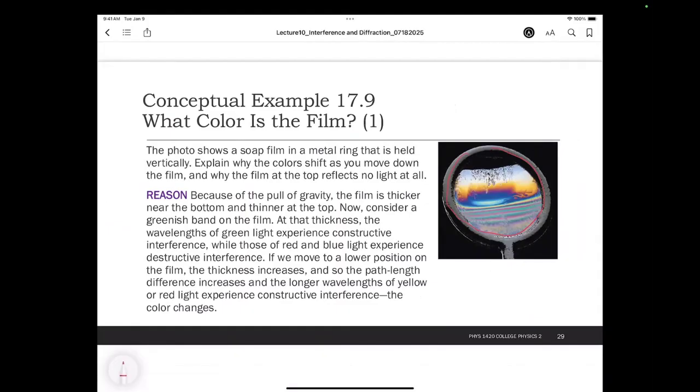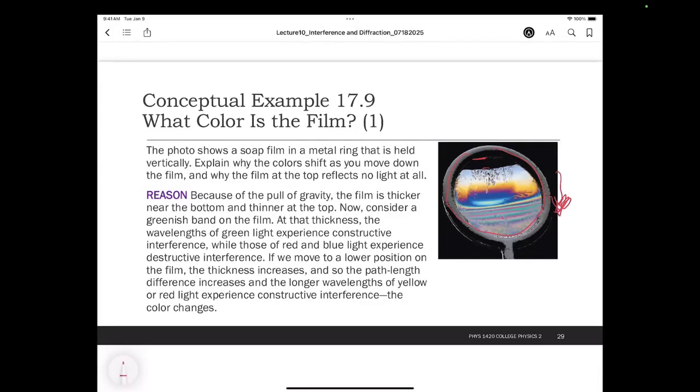A soap film on a metal ring held vertically. Explain why the colors shift as you move down the film, while the film at the top reflects no light at all. Okay, let's talk about it. The main reason is the pull of gravity. The film is thicker near the bottom and thinner at the top.